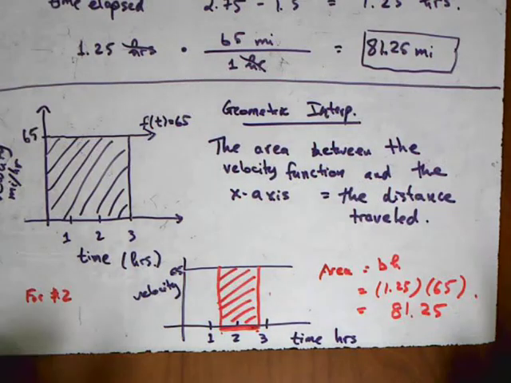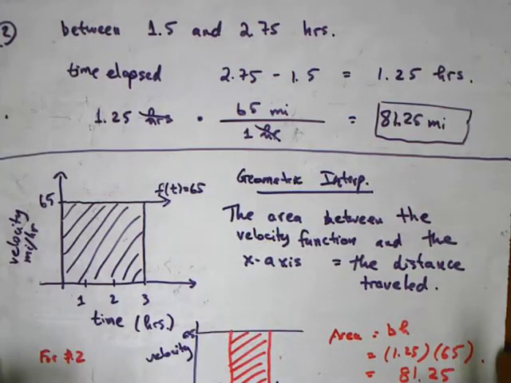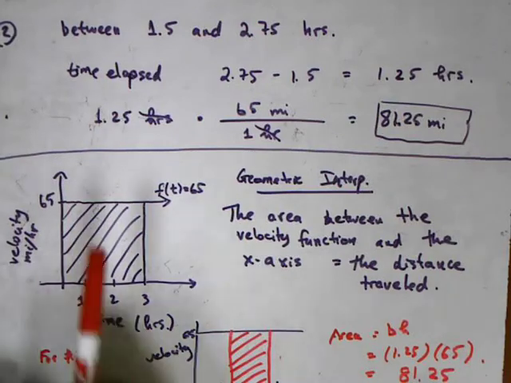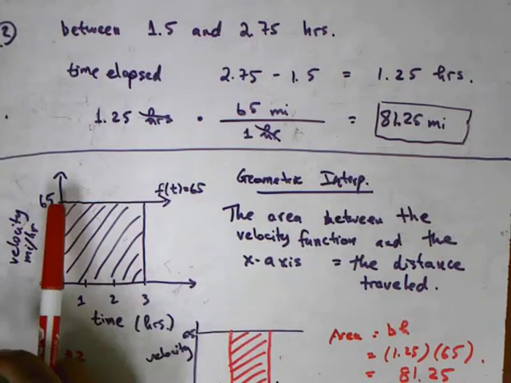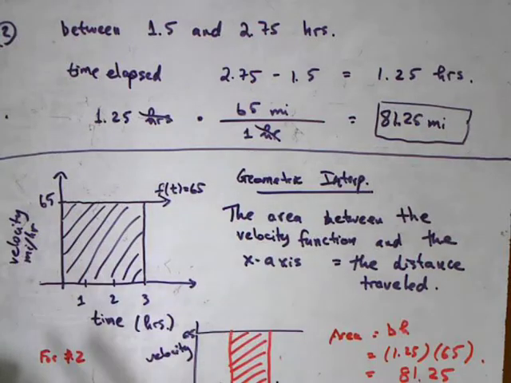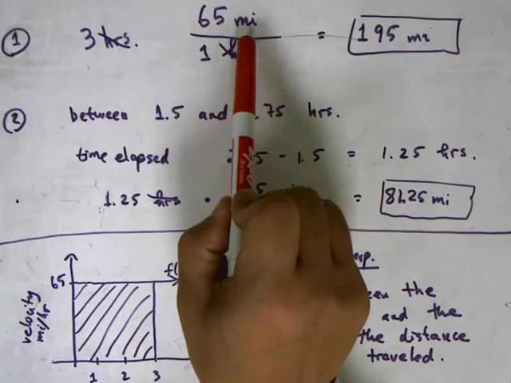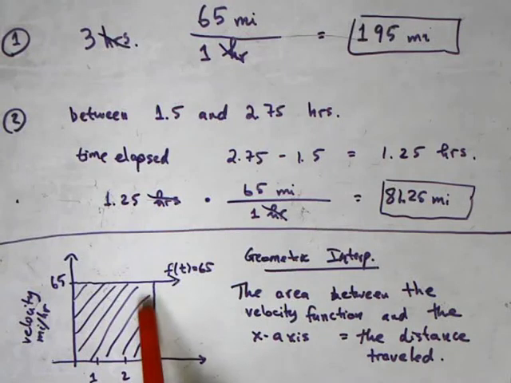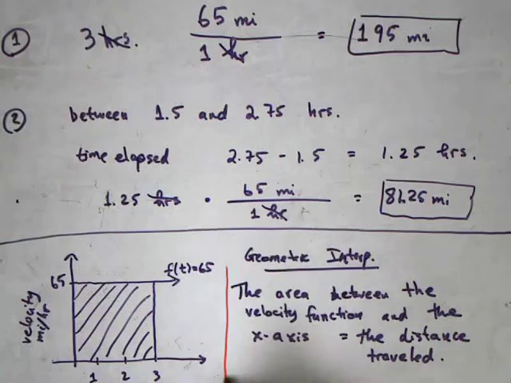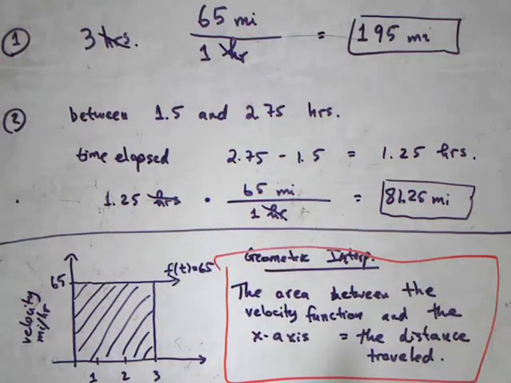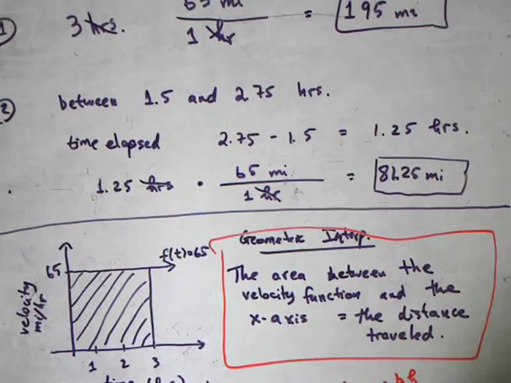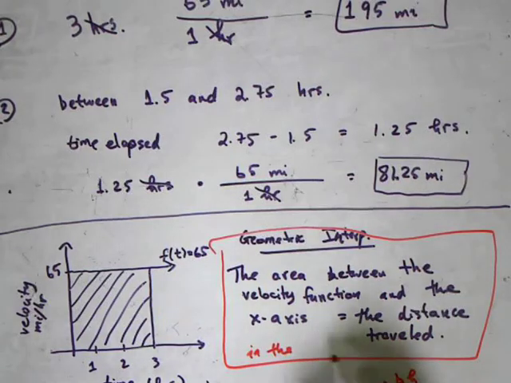So hopefully from this video, you are able to capture this fundamental idea that if you have a velocity or some sort of rate for a function and you want to find distance, you multiply time and velocity, which is the same thing as finding the area underneath the curve. This is a big idea here, that the area between the velocity function and the x-axis is the distance traveled in the given time interval.